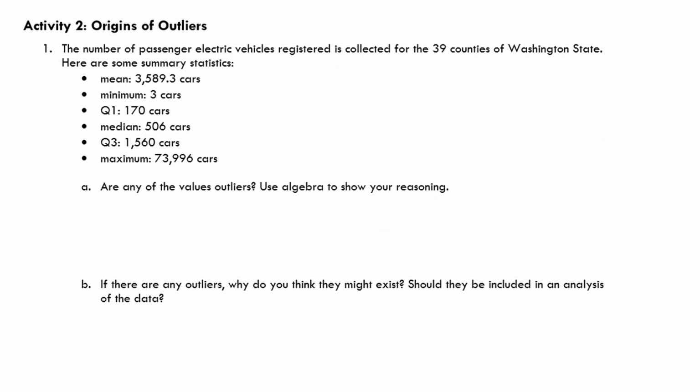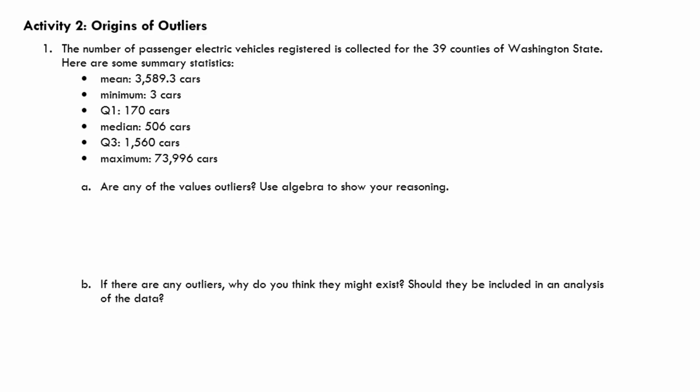All right, just a few more examples here that we're going to look at just to make sure we're all on the same page. The number of passenger electric vehicles registered is collected for the 39 counties of Washington State. And here are some summary statistics. So I have the mean of about 3,500 cars, a minimum of 3 cars, quartile 1 is 170, the median is 506, quartile 3 is 1,560, and the maximum is 73,996. So we have an extremely large spread out data set here.